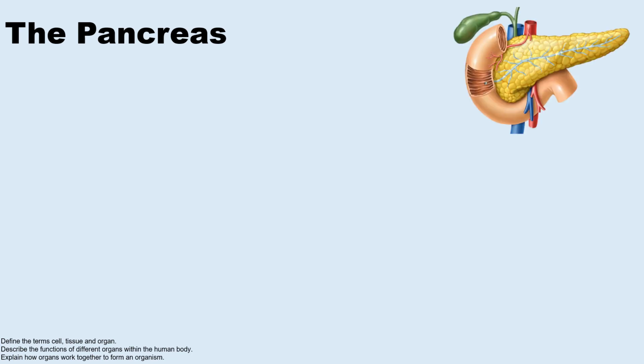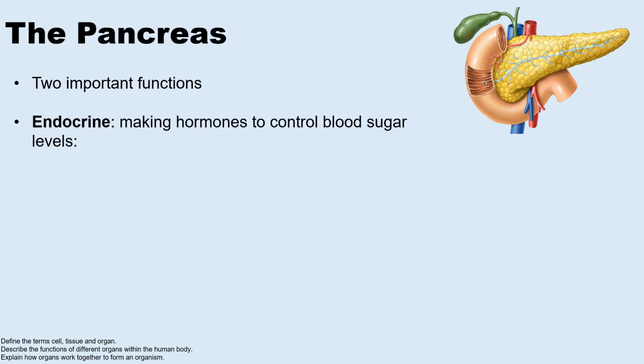So let's go on to the pancreas a little bit. So here we have the pancreas. It has two important functions: the endocrine function, which means that it makes hormones to control blood sugar levels, and these hormones are called insulin and glucagon. Insulin decreases blood sugar levels, and glucagon increases blood sugar levels.